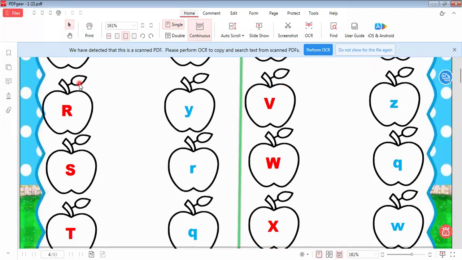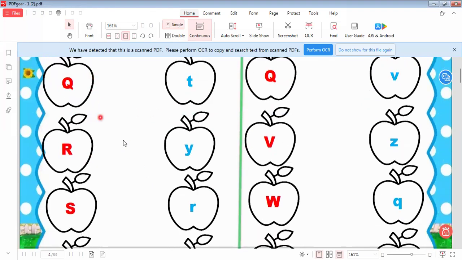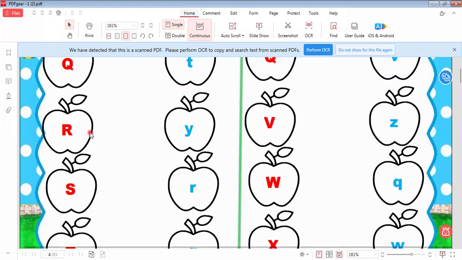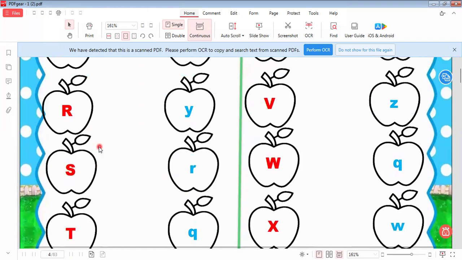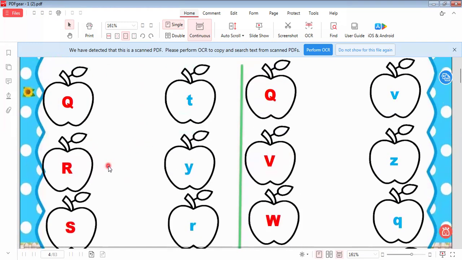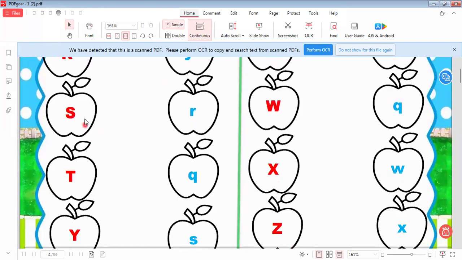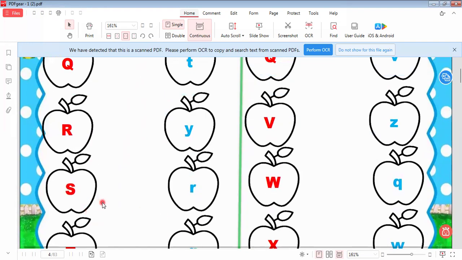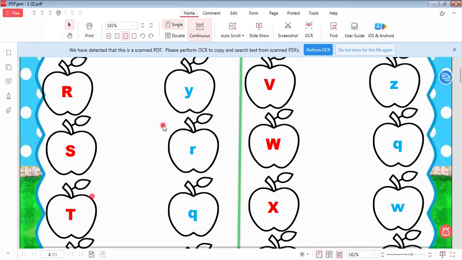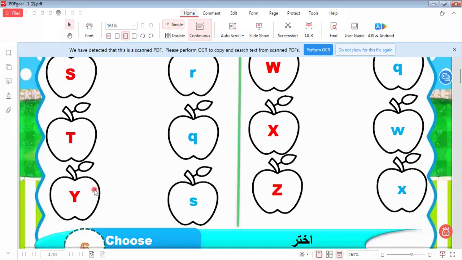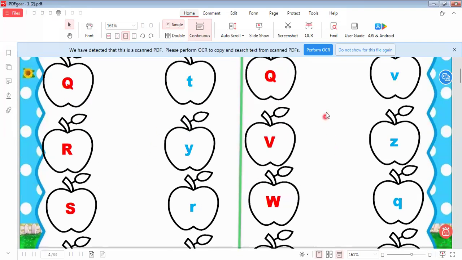Here is capital Q. Where is the small one? This one. So I match capital Q with small q. Capital R with small r. Capital S. Here is capital S. Where is the small one? This capital S, and this small s. Capital T. Where is small t? This one by this one. Capital Y. Here is capital Y and small y. Let's go to another one.